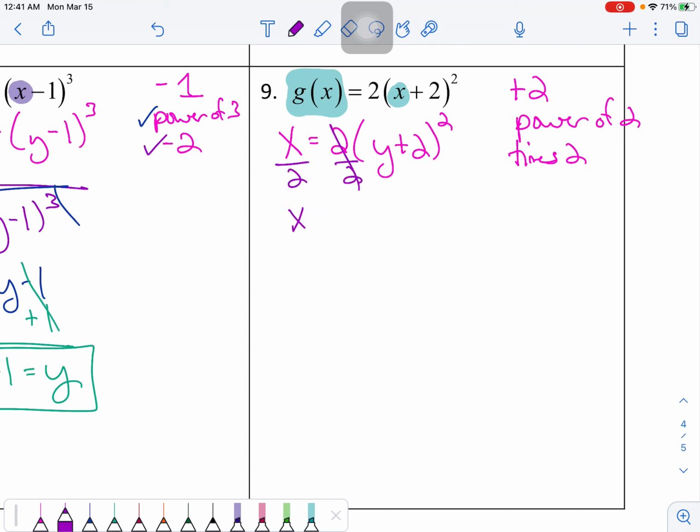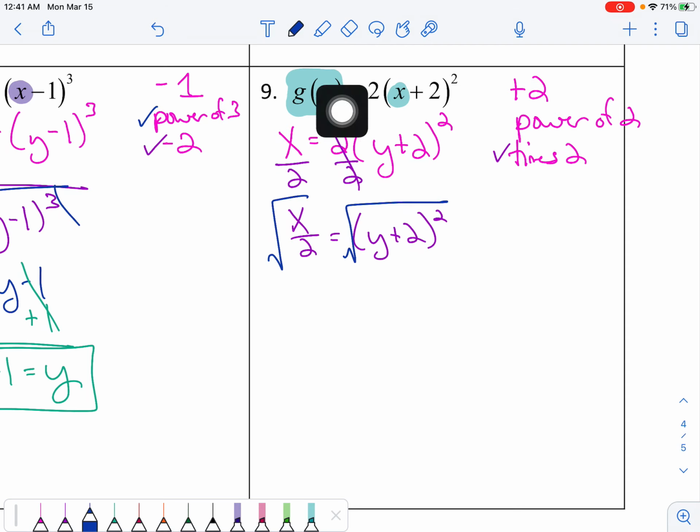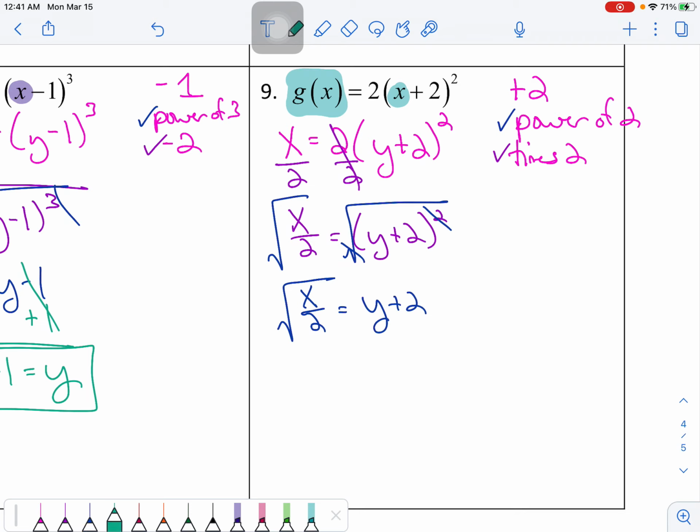So I'm going to divide both sides by 2. So x over 2 equals (y plus 2) squared. Multiply by 2 is done. To undo a power of 2, I'm going to go ahead and do the square root. Now, you could write the index number of 2 here. I'm going to be lazy and not do it. It's assumed when you write a square root that there is an index of 2 there. So square root and power of 2 are gone. So you get y plus 2. Power is taken care of.